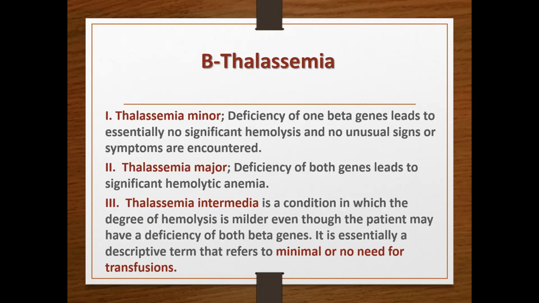Thalassemia minor is due to deficiency of one beta gene. It leads to no significant hemolysis, and no unusual signs or symptoms are encountered. In thalassemia major, due to deficiency of both genes, it leads to significant hemolytic anemia. While in thalassemia intermedia, the degree of hemolysis is milder, even though the patient has deficiency of both beta genes, because the patient needs minimal or no transfusion.